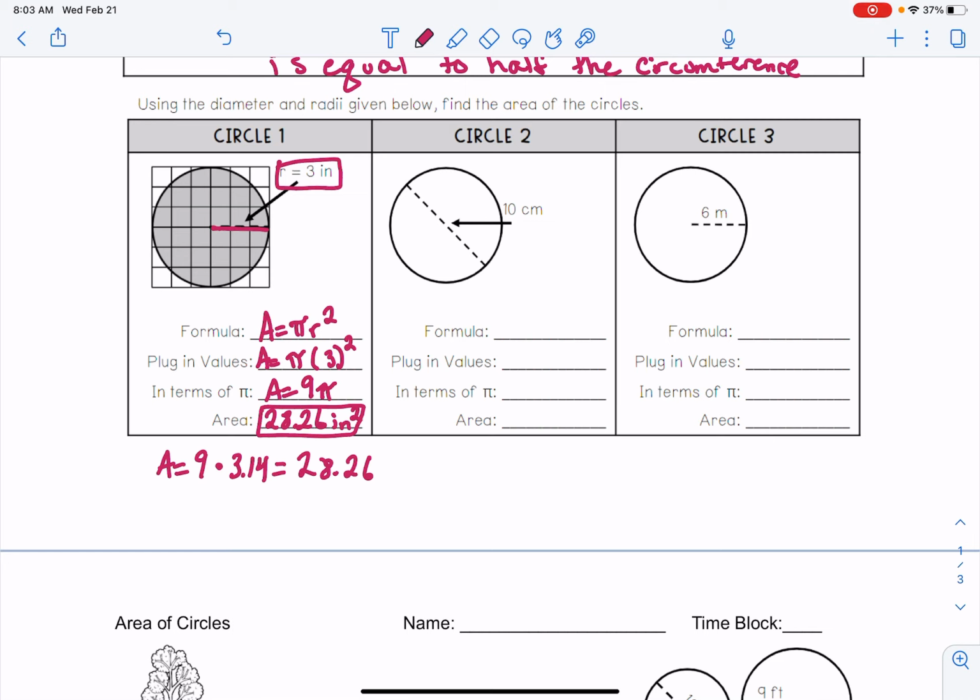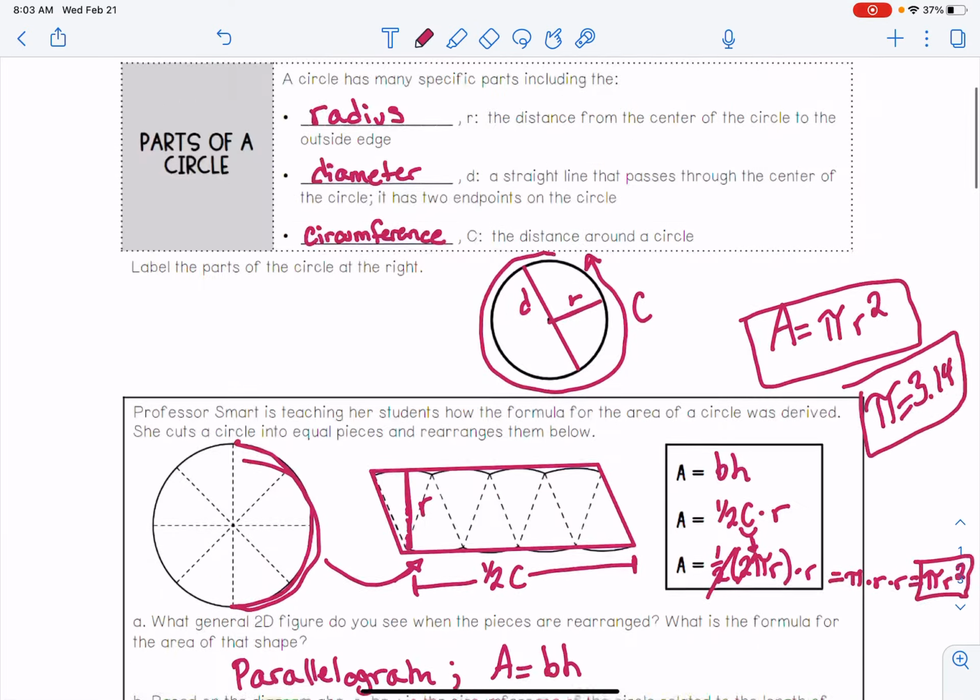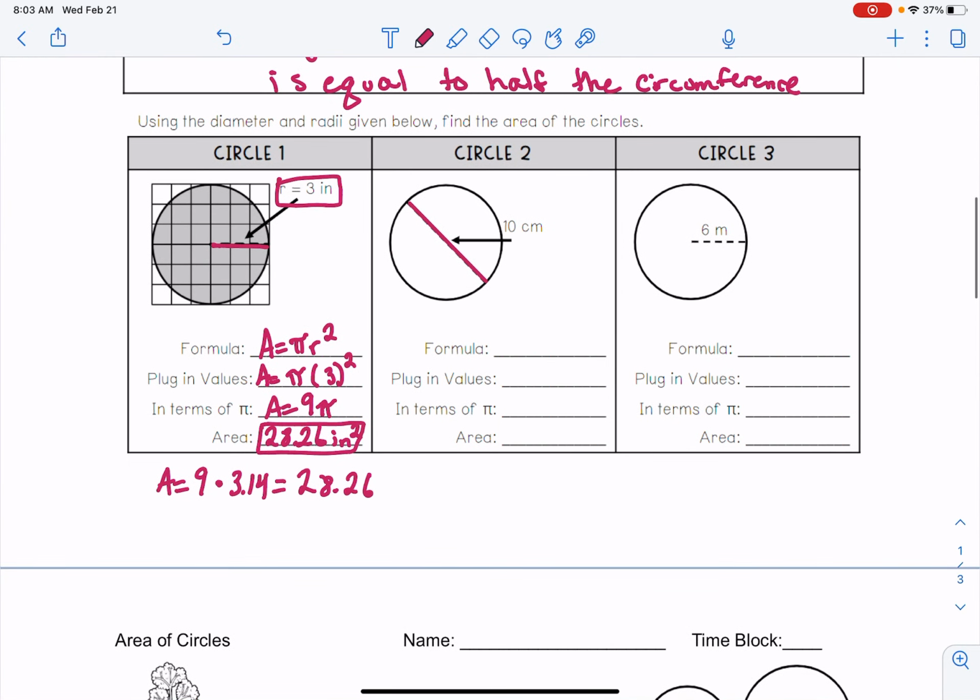In circle 2, they gave us a measurement of the circle all the way across, from one endpoint to the other endpoint with the center in the middle. So that's actually the diameter. And in order to find the area of a circle, we need the radius. So we don't need the whole distance, we need half the distance. We're going to do our diameter divided by 2 to get our radius equals 5.